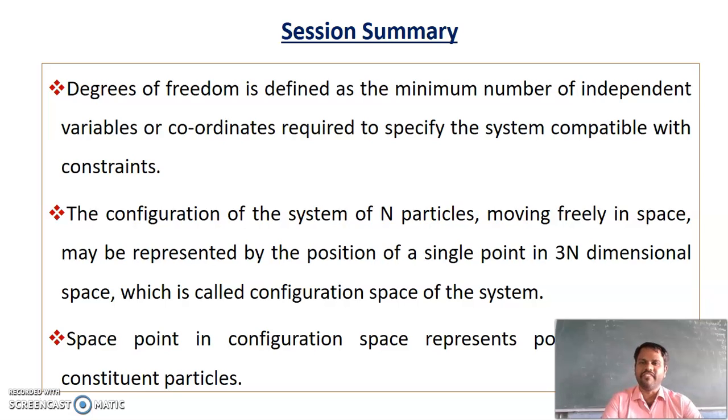So my dear students, we learned what is meant by degree of freedom, which is the minimum number of independent variables or coordinates required to specify the system compatible with constraints. And a system of n particles moving freely in space can be represented by the position of a single point in 3n dimensional space, which is the configuration space of a system.